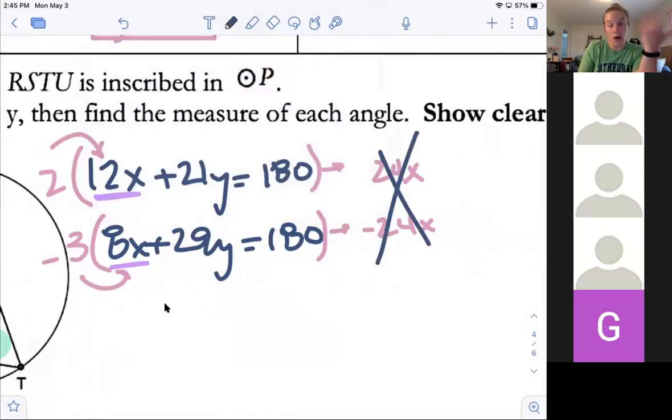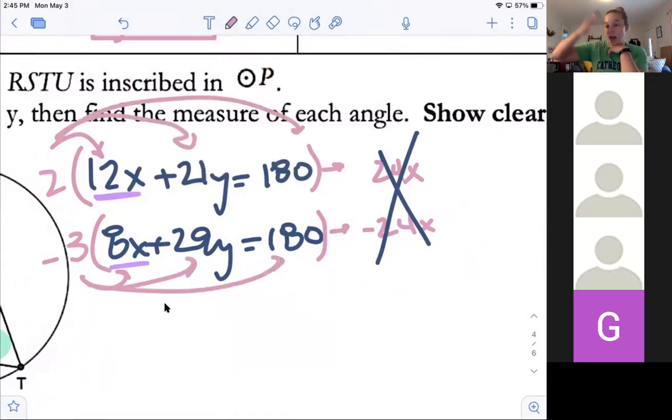So I could have done 12 and 8 and multiplied those guys, but I'd rather do 2 and negative 3 and then have smaller numbers to deal with. All I have to do now is distribute 2 to everything in the first equation and negative 3 to everything in the bottom equation, and then add up my columns, solve for y.